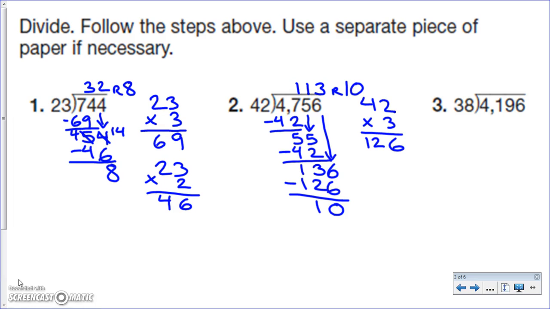Next, we're going to divide 38 into 4,196. We know 38 can't go into 4, but we know it can go into 41 once. So we're going to put the 1 above the 1 and then subtract 38. Next, we're going to bring down the 9, so we get 39. And we know 38 goes into 39 once, so again, we're going to put a 1 up in the quotient, and we're going to subtract 38.